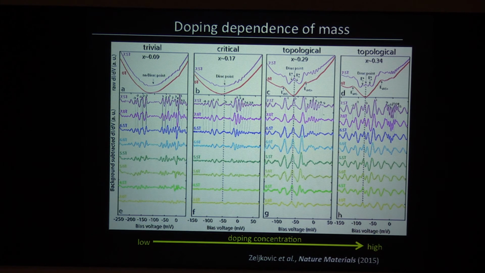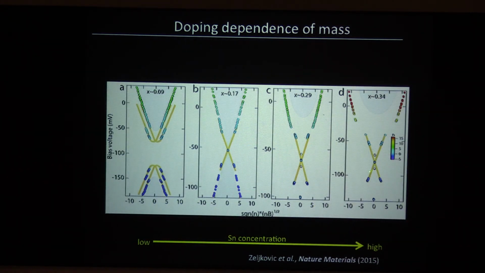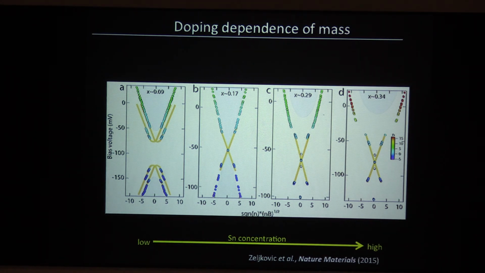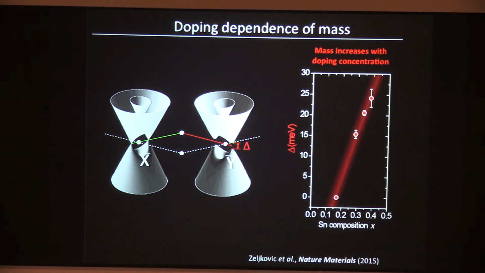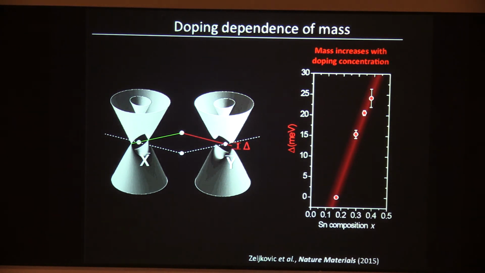Yeah. So what we learned is that first we can see the instant when the material goes from topological to trivial just by the missing Dirac point. The second is the mass decreases to 0 as we approach the critical concentration. This is a plot of this mass, which is actually this gap here, as a function of tin composition, and it goes to 0 at the critical composition. The question is, why is this happening?